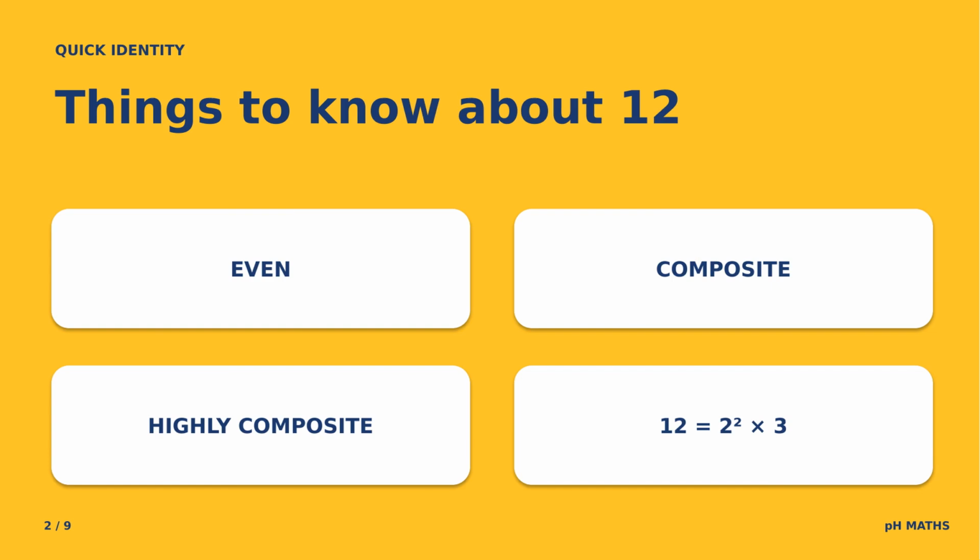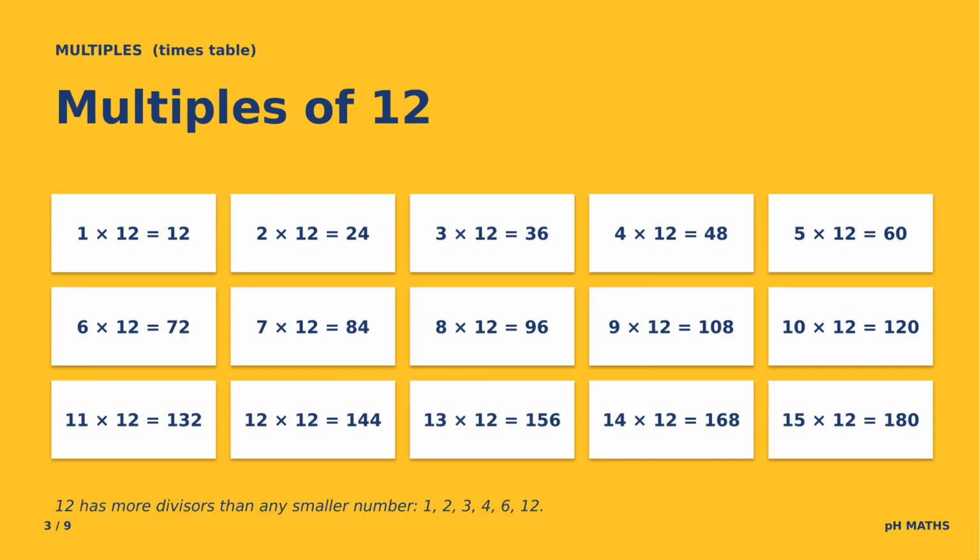Quick identity check. 12 is even. 12 is composite. 12 is highly composite, meaning it has more divisors than any smaller positive integer. And 12 equals 2 squared times 3, a clean prime factorization. Those factors are what make 12 so useful for splitting things evenly, into halves, thirds, quarters, sixths, twelfths. More options than 10 gives you. Multiples of 12: 12, 24, 36, 48, 60, 72, 84, 96, 108, 120.